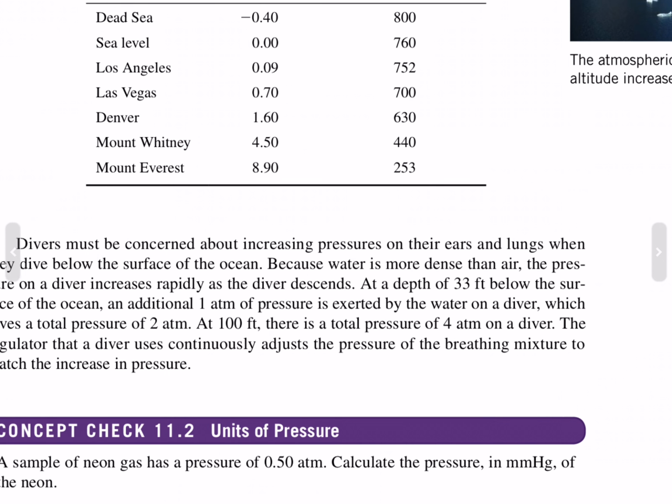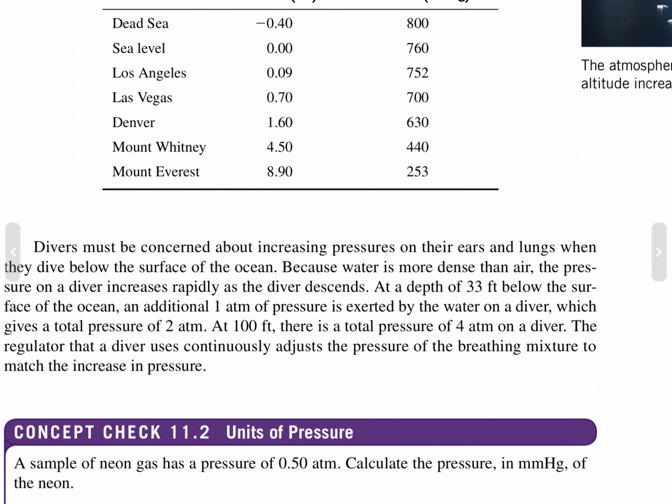Divers must be concerned about increasing pressures on their ears and lungs when they dive below the surface of the ocean. Because water is more dense than air, the pressure on a diver increases rapidly as the diver descends. At a depth of 33 feet below the surface of the ocean, an additional 1 atmosphere of pressure is exerted by the water on the diver, which gives him a total pressure of 2 atmospheres. At 100 feet, there's a total pressure of 4 atmospheres on a diver. The regulator that a diver uses continuously adjusts the pressure of the breathing mixture to match the increase in pressure.